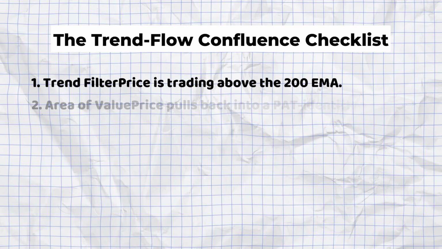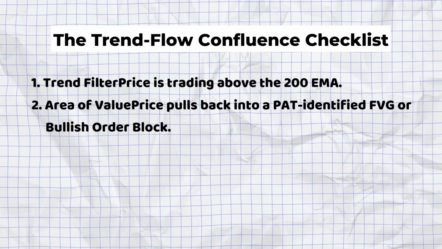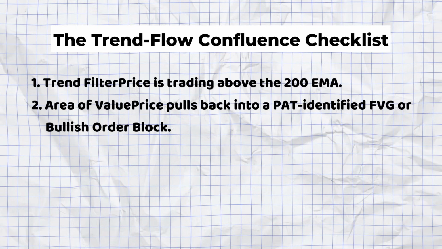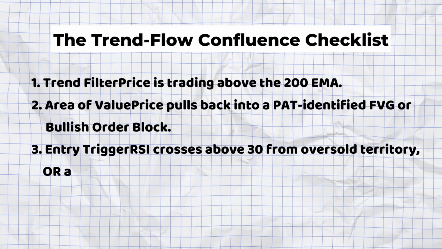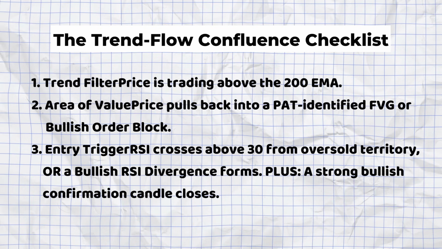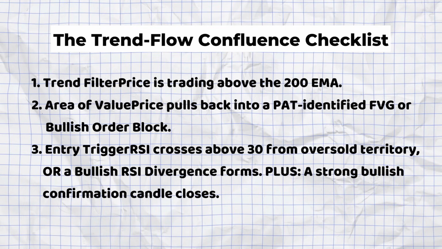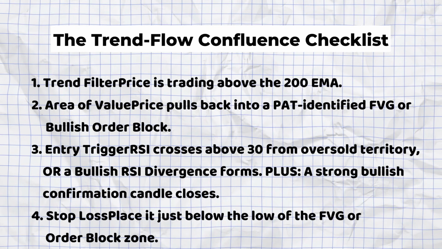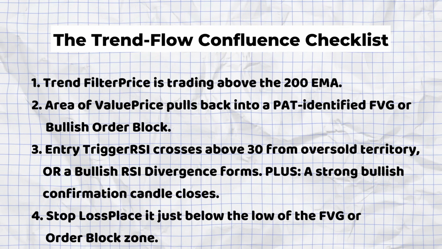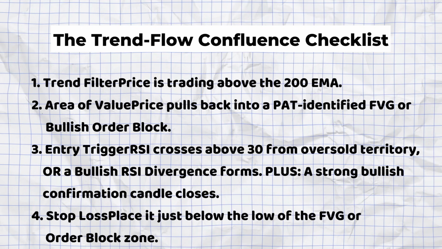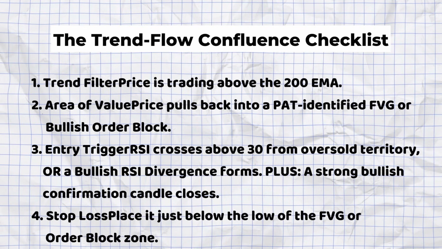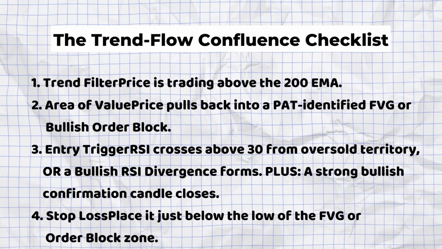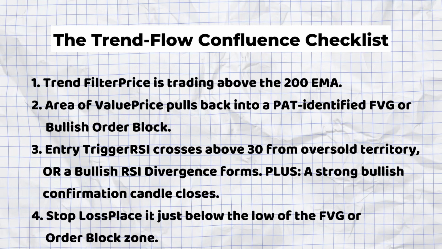Step 2. Wait patiently for price to pull back into an order block or fair value gap. Step 3. Wait for the RSI to give us a signal and for a strong confirmation candle to print on the chart. Step 4. Execute the trade. Set your stop loss below the zone and target the next logical liquidity level that the toolkit shows you. That's it. It's a complete mechanical plan that removes emotion and guesswork from your trading.